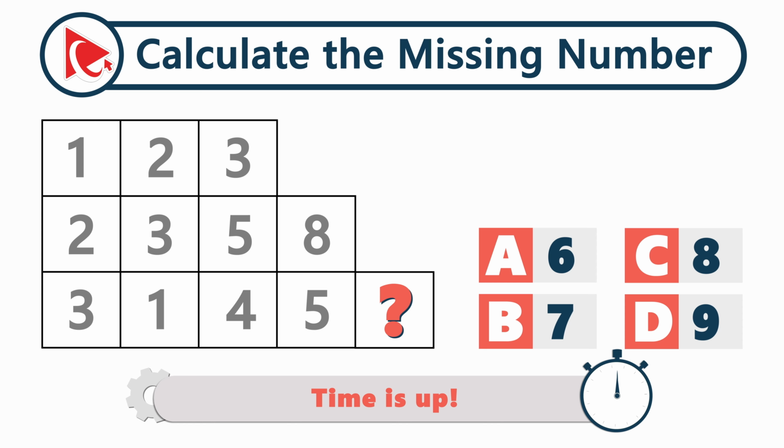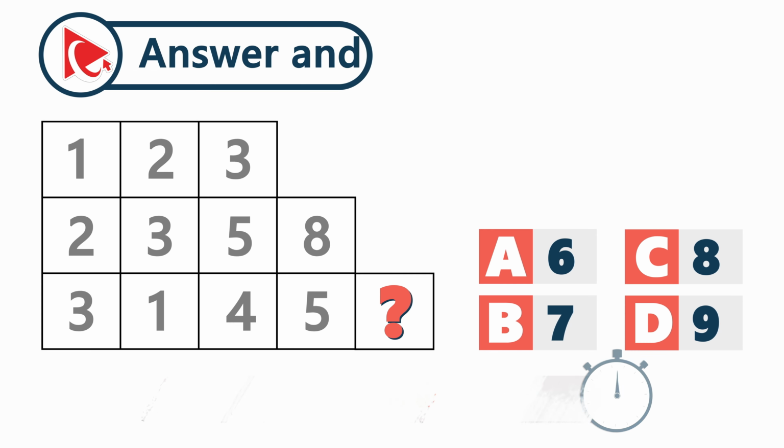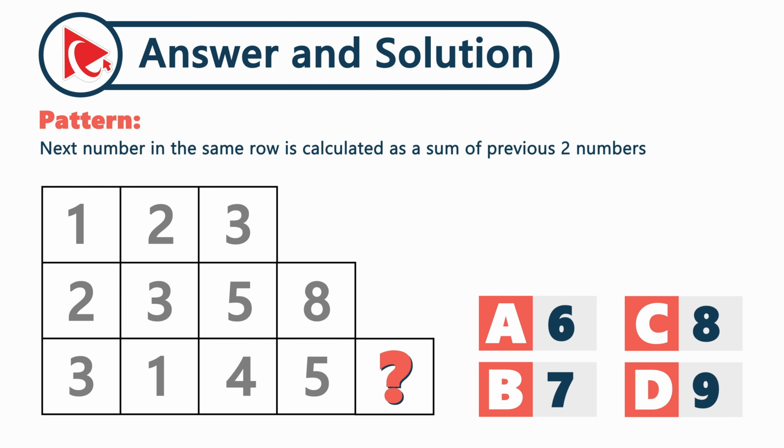Time's up. Do you have your answer ready? I truly hope that you saw the pattern here where next number in the same row is calculated as the sum of previous 2 numbers. Let's look at the example. In the first row we have numbers 1, 2, and 3. 1 plus 2 equals 3.